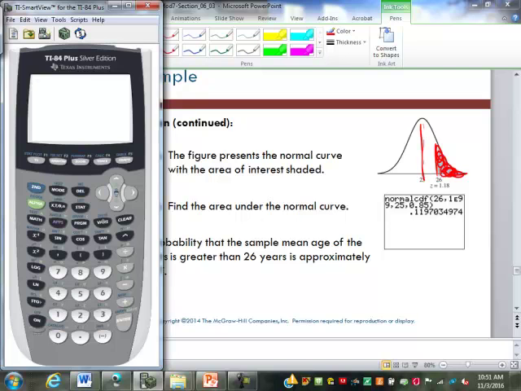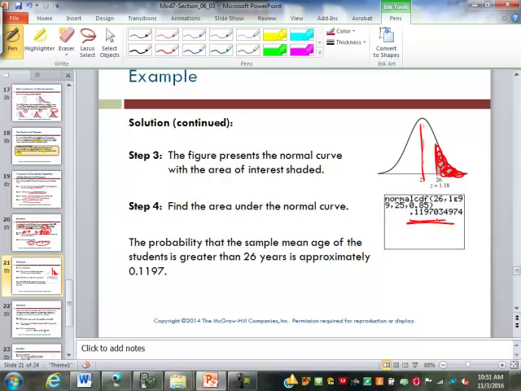So on the calculator, we're going to enter second variable, normal CDF. We're going to start at 26, go to positive infinity. I'm just going to use 999999, comma. We had a mean of 25 still, and our standard deviation was 0.85. We get a probability of 0.1197, which is what we're showing on our PowerPoint here.